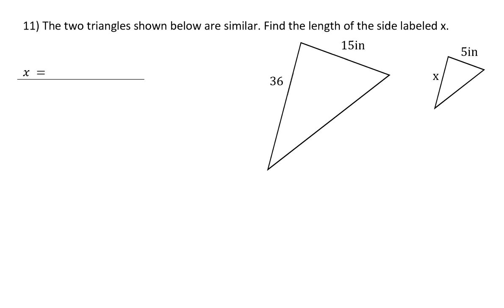Question 11, we're given a pair of triangles, and we're told that they are similar to each other. This word similar is laden with quite a bit of meaning, and one of the things is whenever you have similar polygons, the ratios of their corresponding sides are equal to each other. So there's a bunch of equal ratios when you have similar polygons.